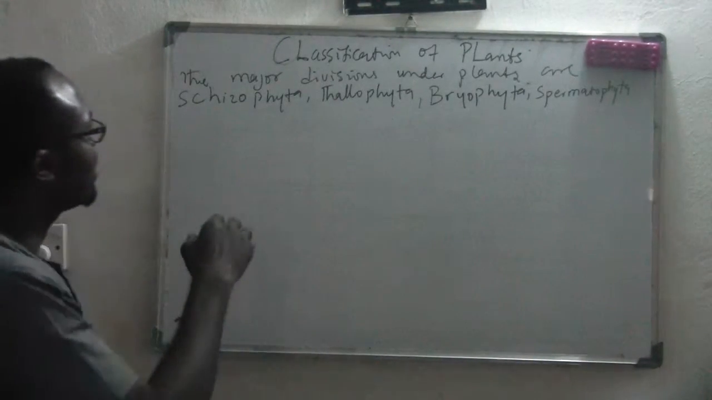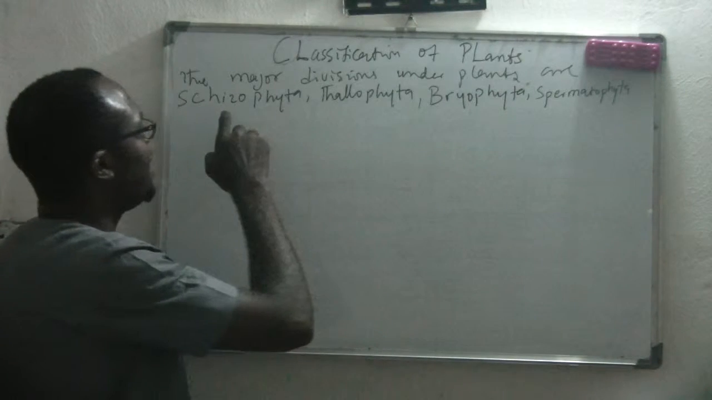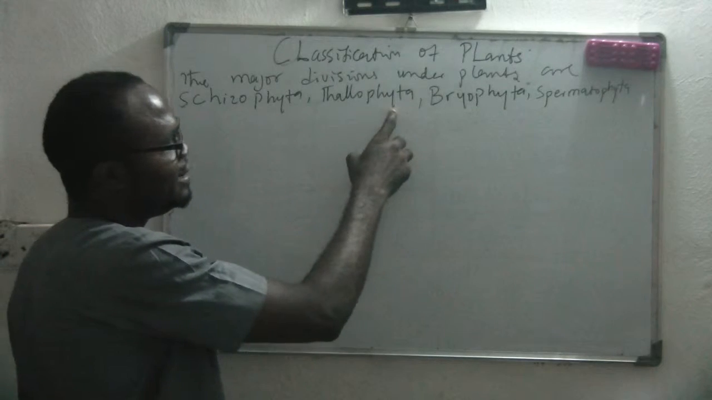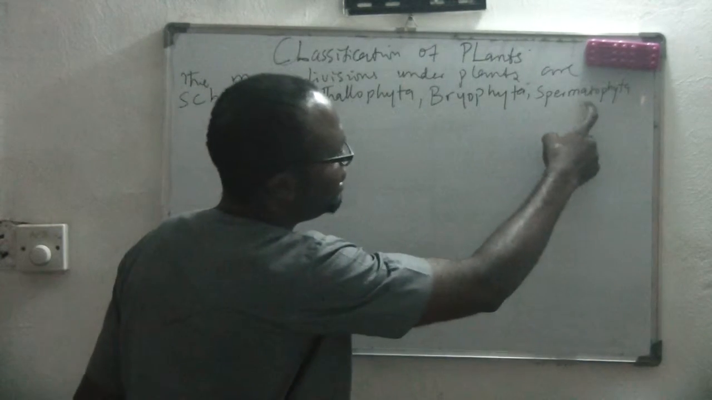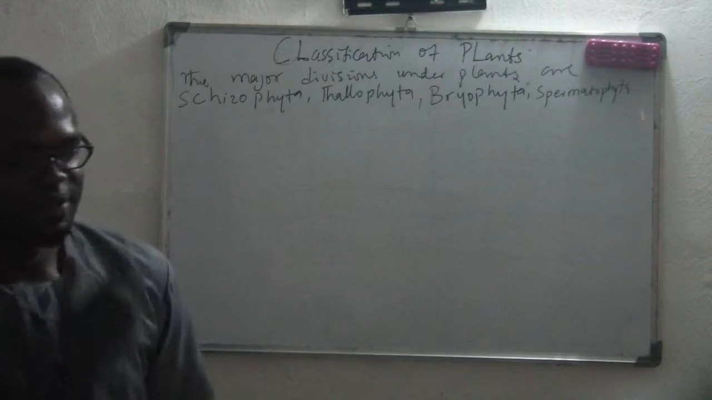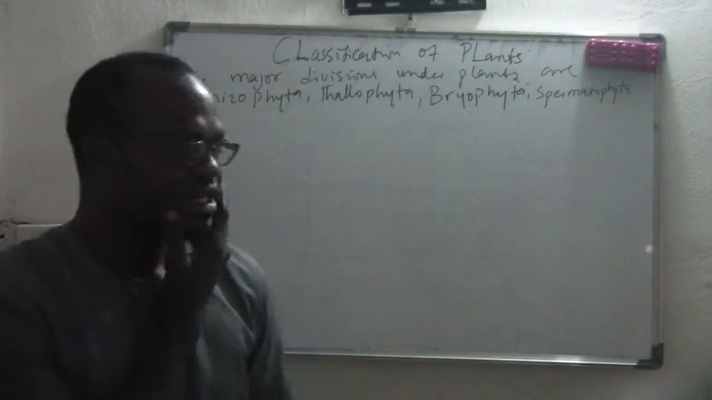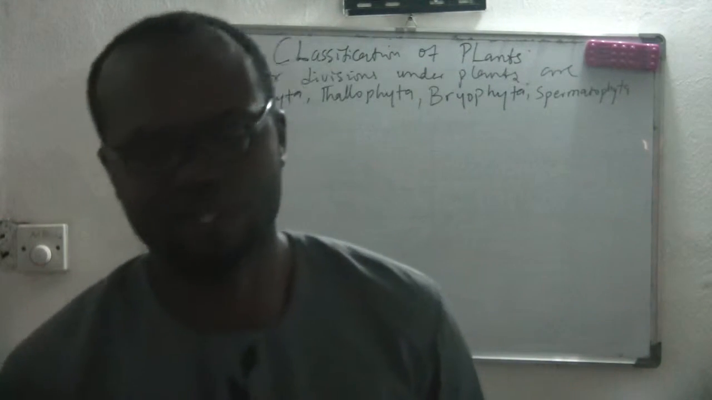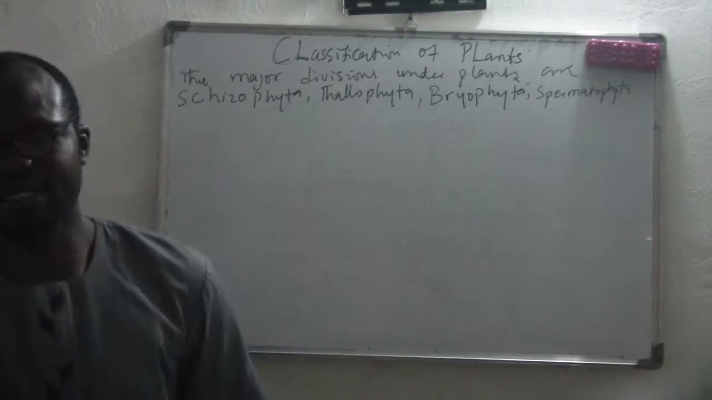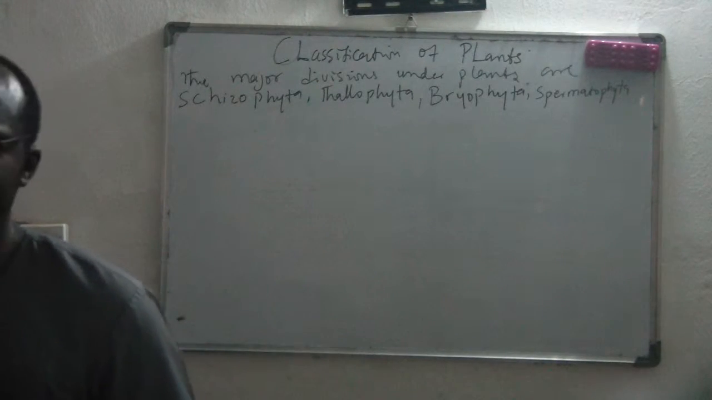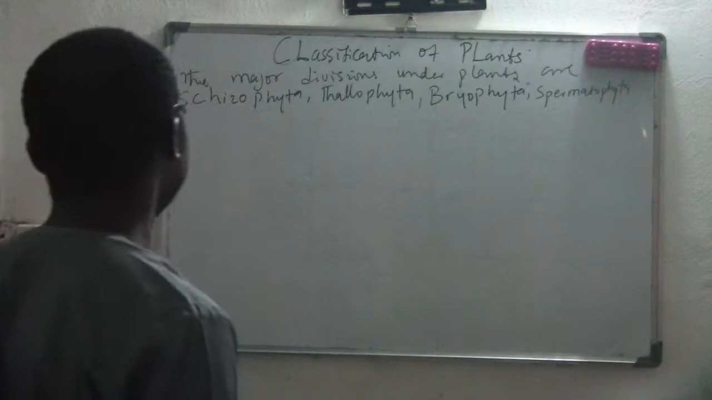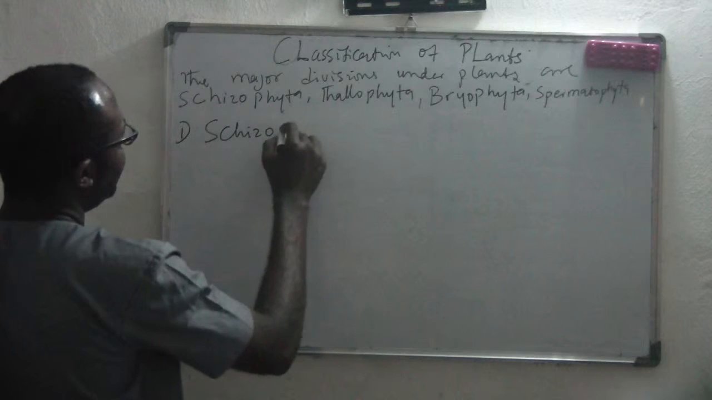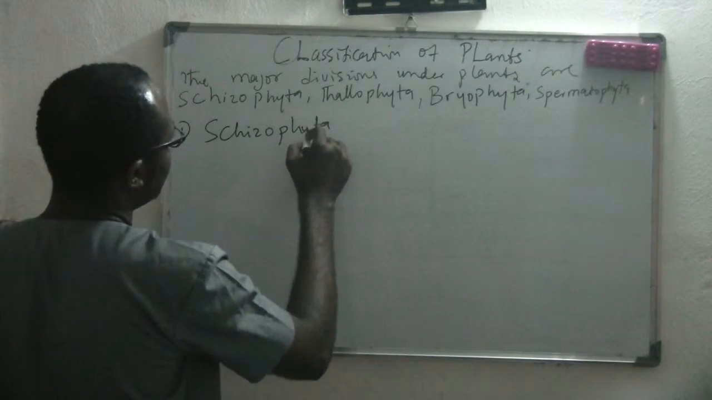You understand? And the major divisions under plants are the schizophyta, thallophyta, bryophyta, and spermatophyta. Those are the major divisions. So we are going to take each division one after the other and see the characteristics of such division and the examples of organisms that are there. Is that clear? So number one is the what? Schizophyta.